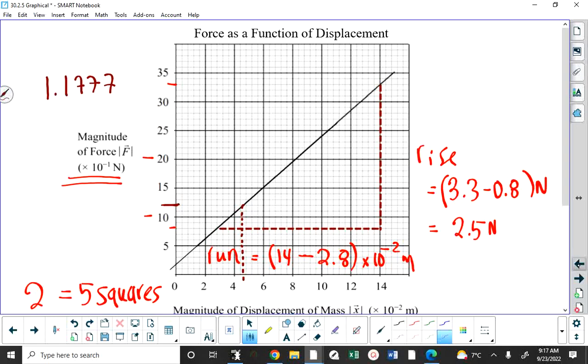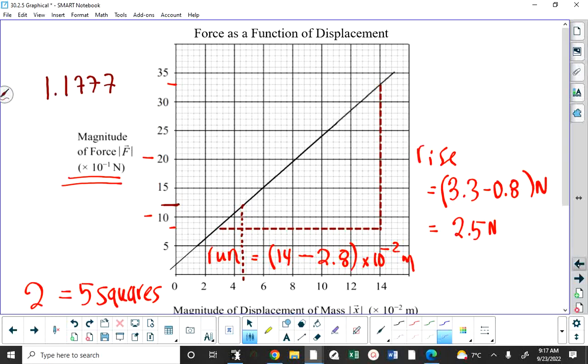So I'm going to read this, and I can see it's just a smidgen less than 2 squares on mine. Would you agree? I'm going to estimate and say it's about 1.9 times 10 to the negative 1. Can you live with that?